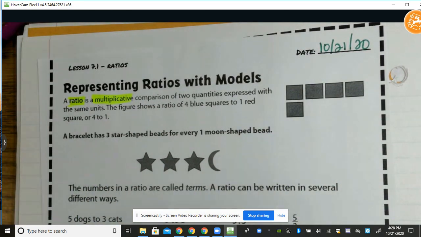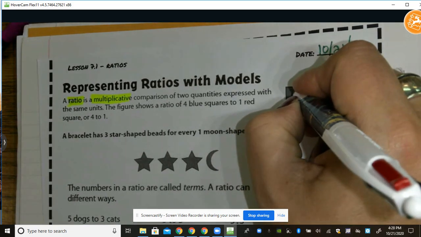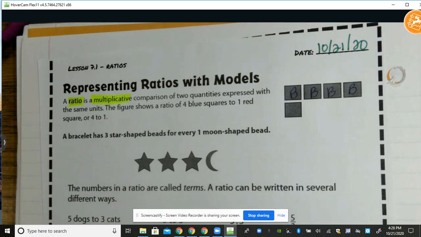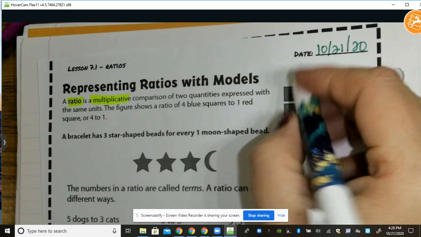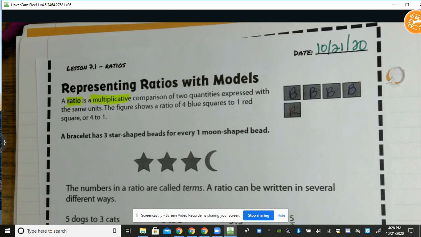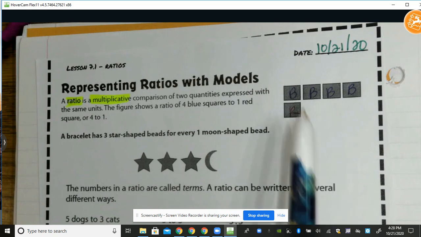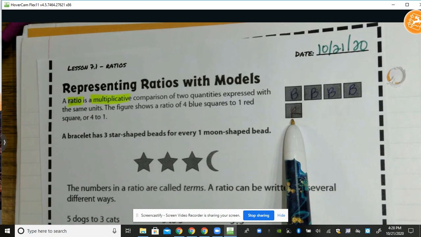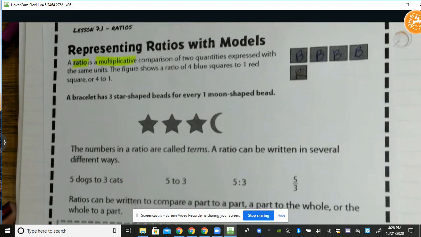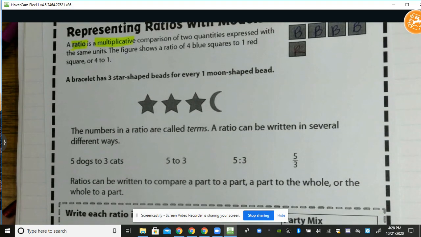Now you're looking, you're like, Miss Delcambre, those are both gray squares, okay? But I'm going to put a B here and these 4 to represent blue and a red there, a red R. So that is a comparison of 4 blues to 1 red, okay? So if you're making a bracelet, it's kind of like a pattern. Ratio is kind of like a pattern.